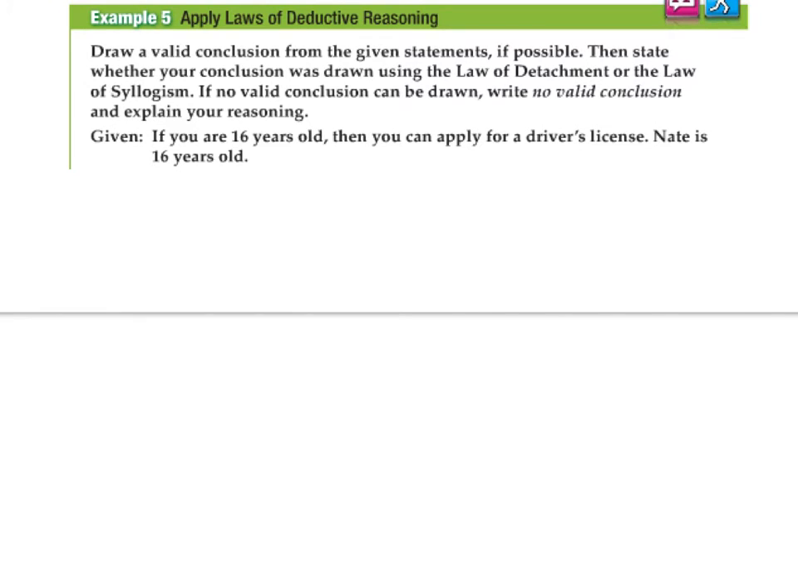So my given statement is that if you are 16 years old, then you can apply for a driver's license. And Nate is 16 years old. So this looks like the law of detachment because we have only one if-then, and we have a second statement that's not an if-then. That second statement also restates the hypothesis. The hypothesis is you're 16 years old, and we know that Nate's 16 years old, so we can form a conclusion that says Nate can apply for a driver's license.